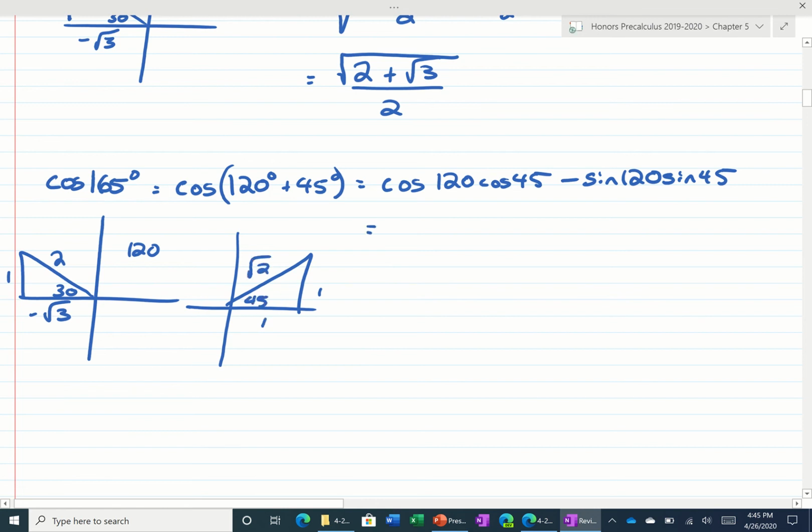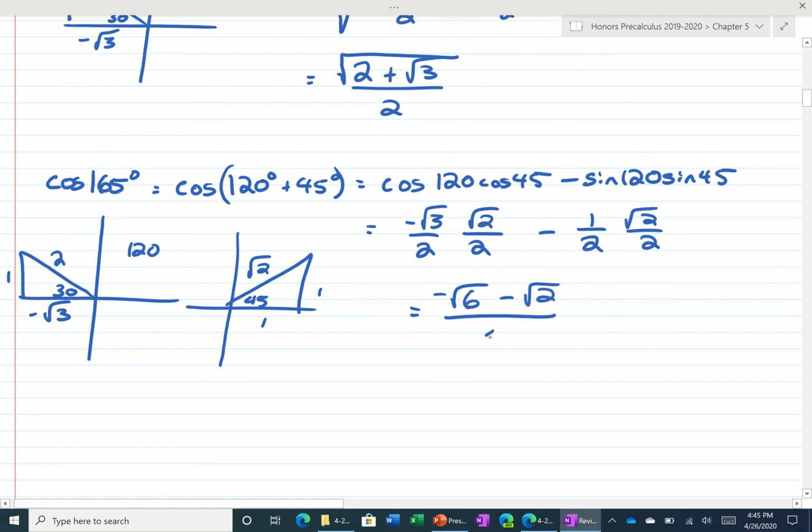So the cosine of 120 would be negative root 3 over 2. Cosine of 45 is root 2 over 2. Sine of 120 is 1 over 2. And sine of 45 is root 2 over 2. So if you multiply this out, you would get negative root 6 minus root 2 all over 4.